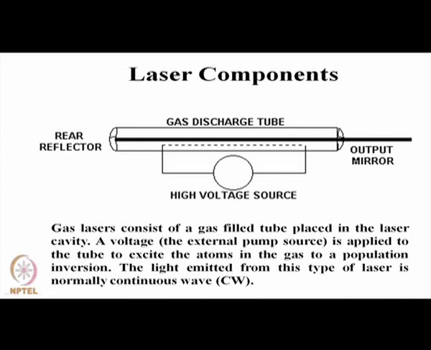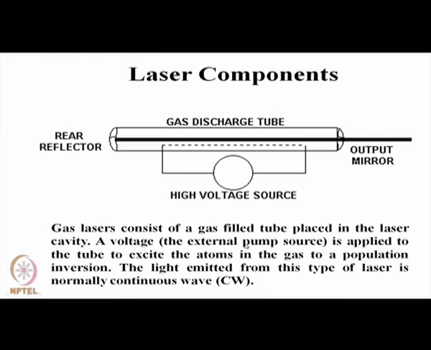So, it is a typical gas laser description. This one is a rear reflector. This is actually called the output coupler, OC. Output coupler means it is a partially transmissive mirror, and gas discharge. Through gas discharge, your excited ensemble of molecules is created, and then through this rear reflector, the 100% reflector, and the output coupler, the beam is coming out.